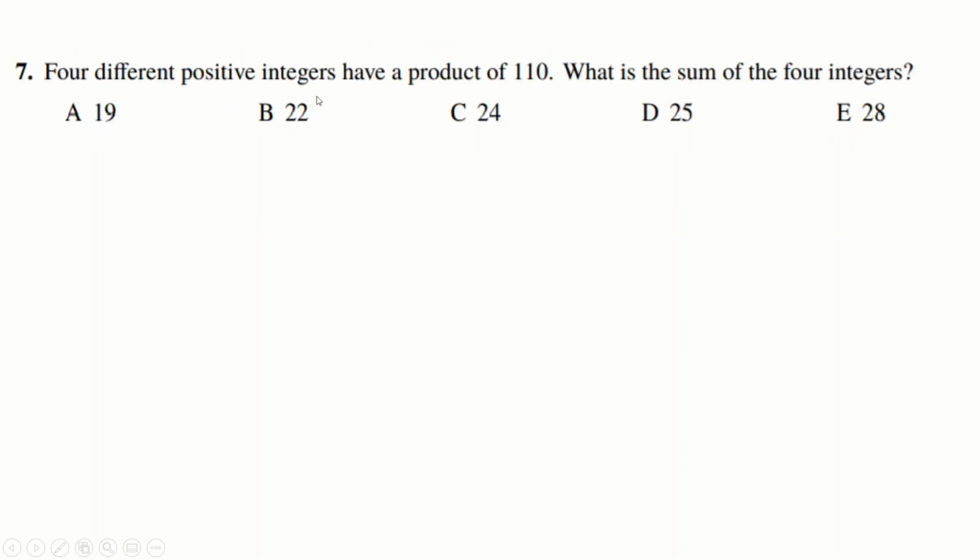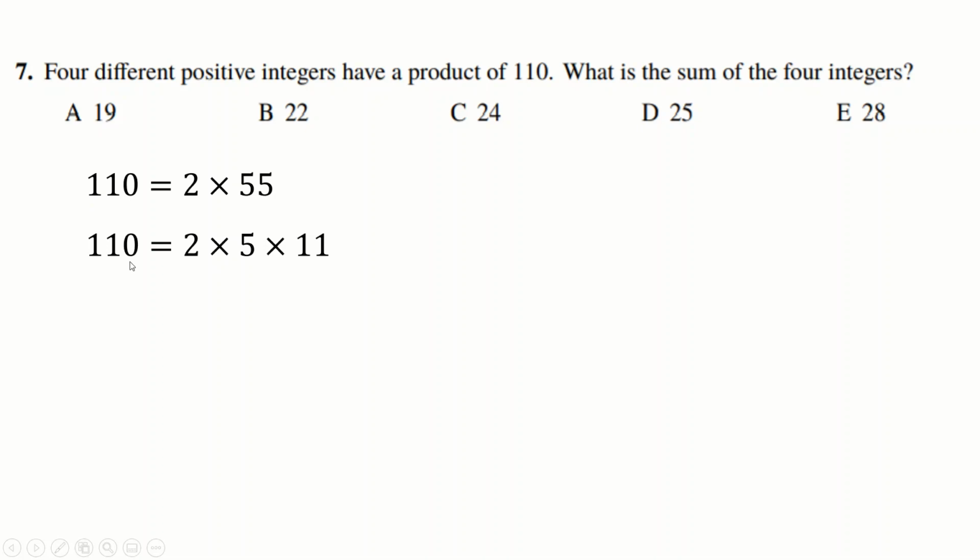Question 7: 4 positive integers multiply to 110. Now 110 is clearly 2 times 55. I was going to say 11 times 10, which also works, but it's also 2 times 55, and then 55 is 5 times 11. So here are 3 positive integers multiplying to make 110.